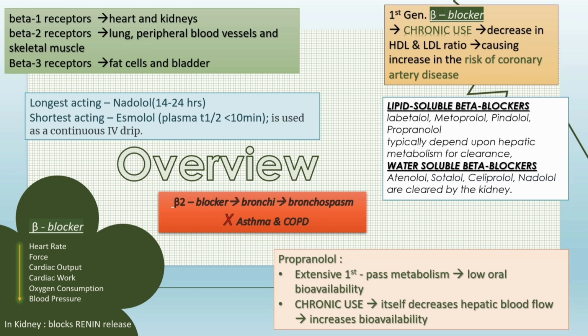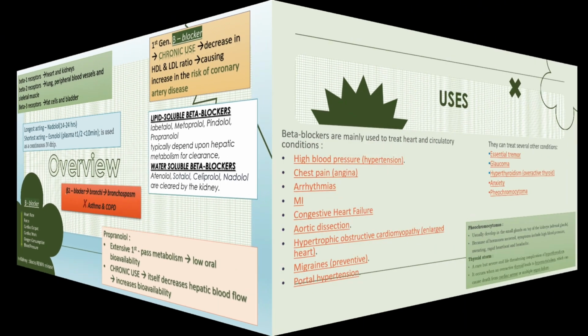Now, beta blockers will affect the bronchi and cause bronchospasm. They are contraindicated in patients that have asthma or COPD, that is chronic obstructive pulmonary disease. And also the chronic use of first generation beta blockers will result in a decrease in the HDL to LDL ratio, causing an increase in the risk of coronary artery disease.